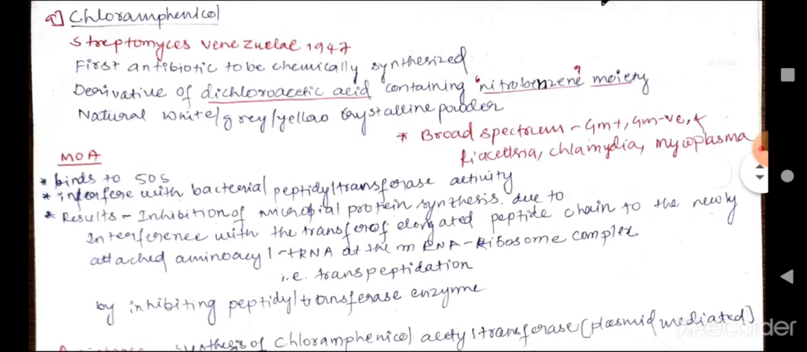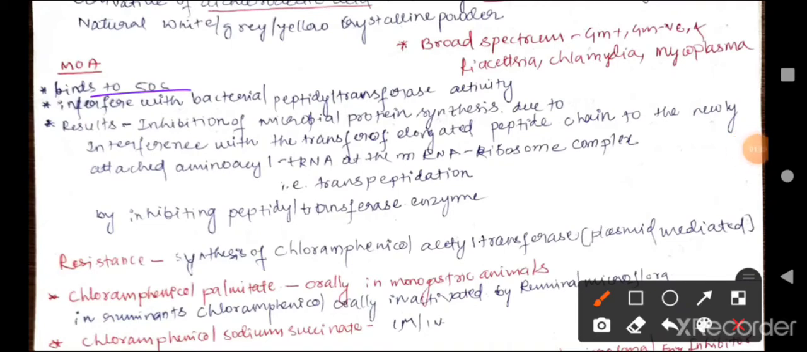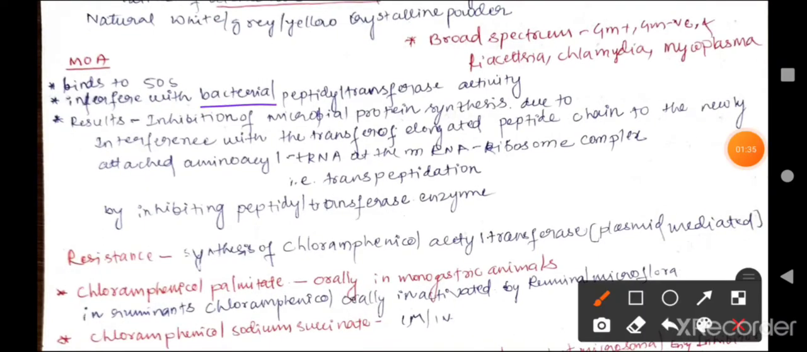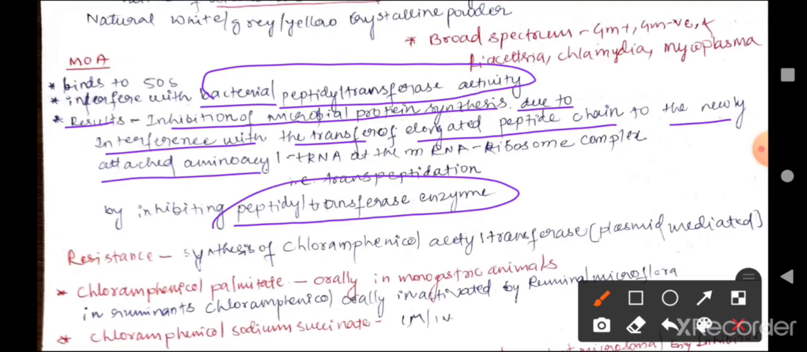When it comes to the mechanism of action of chloramphenicol, it acts by binding to the 50S ribosomal subunit, whereas tetracyclines act by binding to the 30S ribosomal subunit. By binding to the 50S ribosomal subunit, it interferes with bacterial peptidyl transferase activity. It inhibits the peptidyl transferase enzyme, thereby resulting in inhibition of microbial protein synthesis. This is due to interference with the transfer of the elongated peptide chain to the newly attached aminoacyl tRNA at the mRNA ribosomal complex.